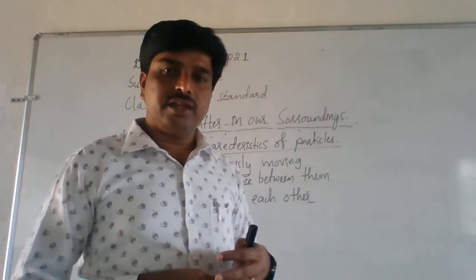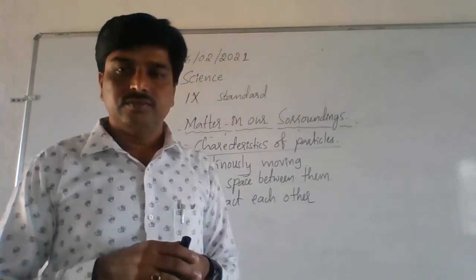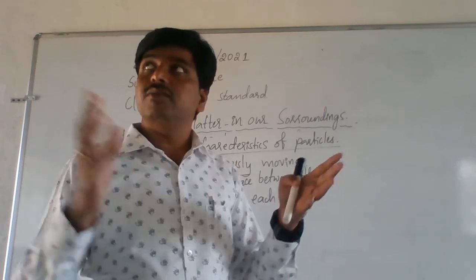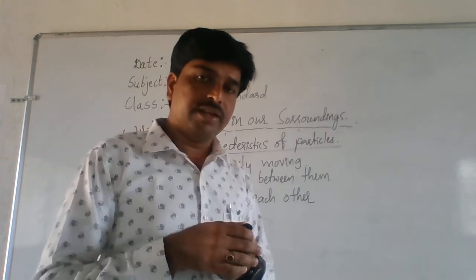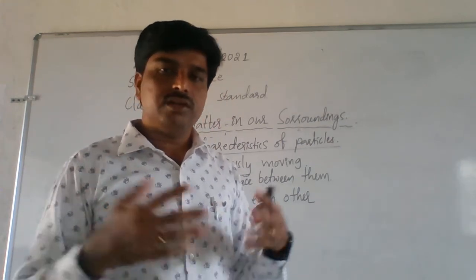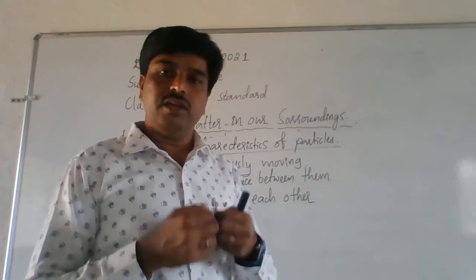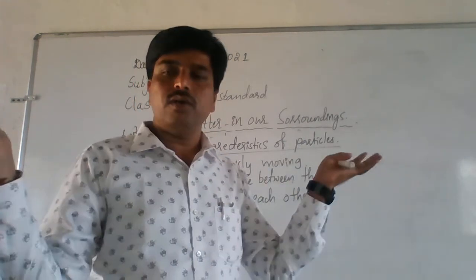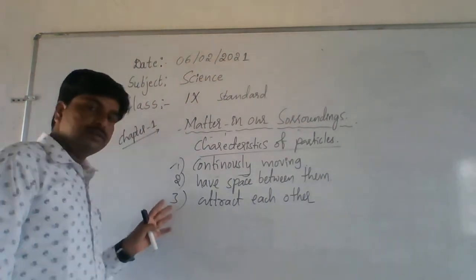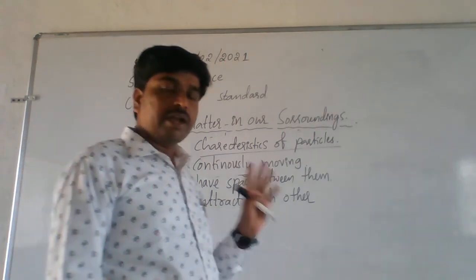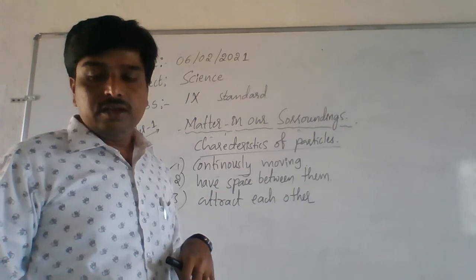The interspace is very large in gases, and the kinetic energy is very high. That is why, the best example is air. Air is a gas. When someone asks you where air is, you should say air is everywhere, because air can flow everywhere, since the particles of gas have very high kinetic energy.